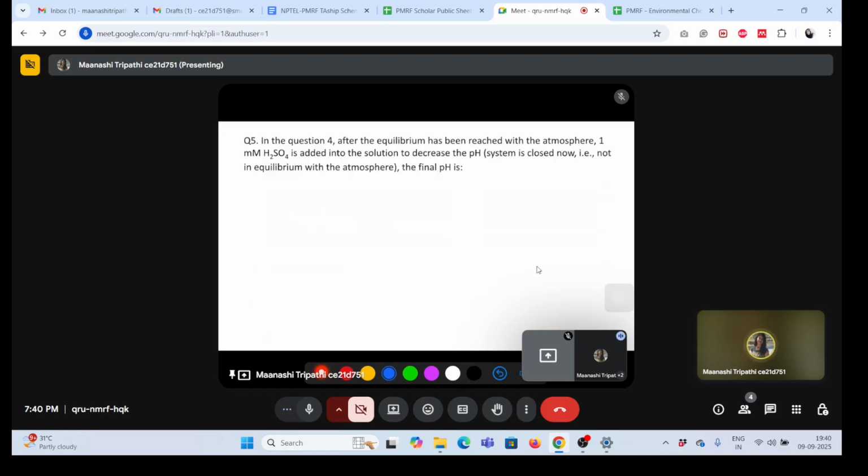Coming to the next question. In question number 4, after the equilibrium has been reached with the atmosphere, 1 millimolar H2SO4 is added to the solution to decrease the pH. Now we are considering the system as closed, meaning once it has reached equilibrium, we are closing the system. For example, we are taking a beaker. Now we have closed it. There is no atmospheric transfer. Now what will be the final pH? So you have all those older values. Now you have to give the value of H2SO4 to decrease the pH. We need to find out the final pH.